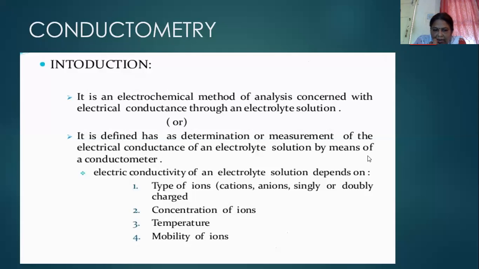Okay, so electrical conductivity of a solution is due to the type of ions present in it, number of ions present in it, and concentration of the ions. And also it depends on the temperature and mobility of the ions.